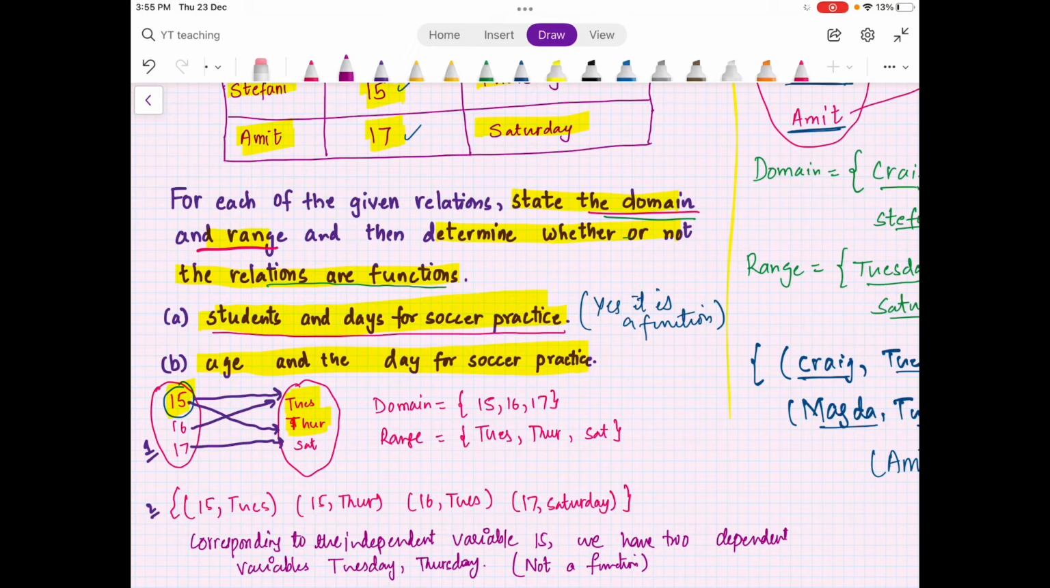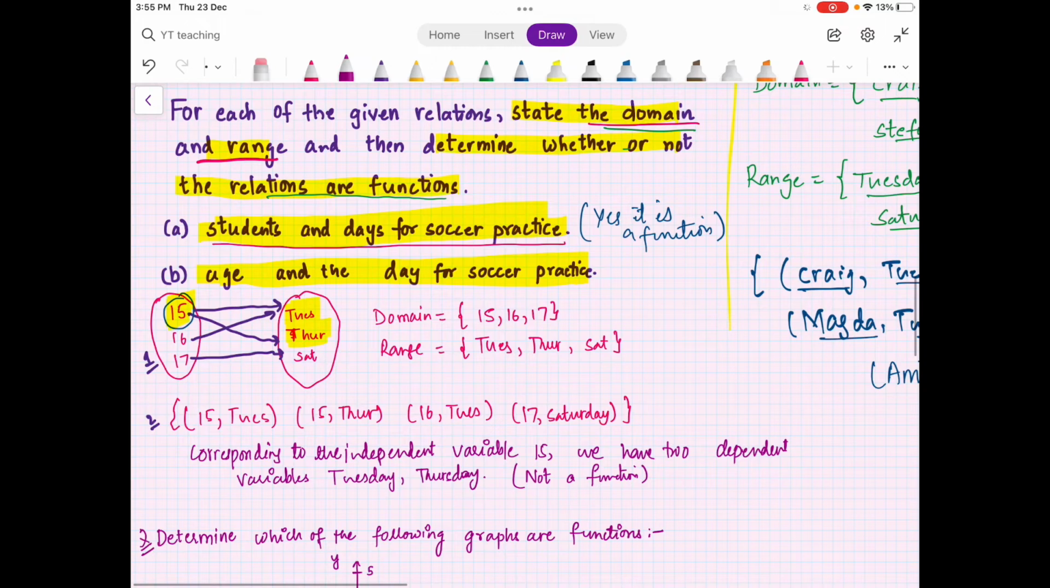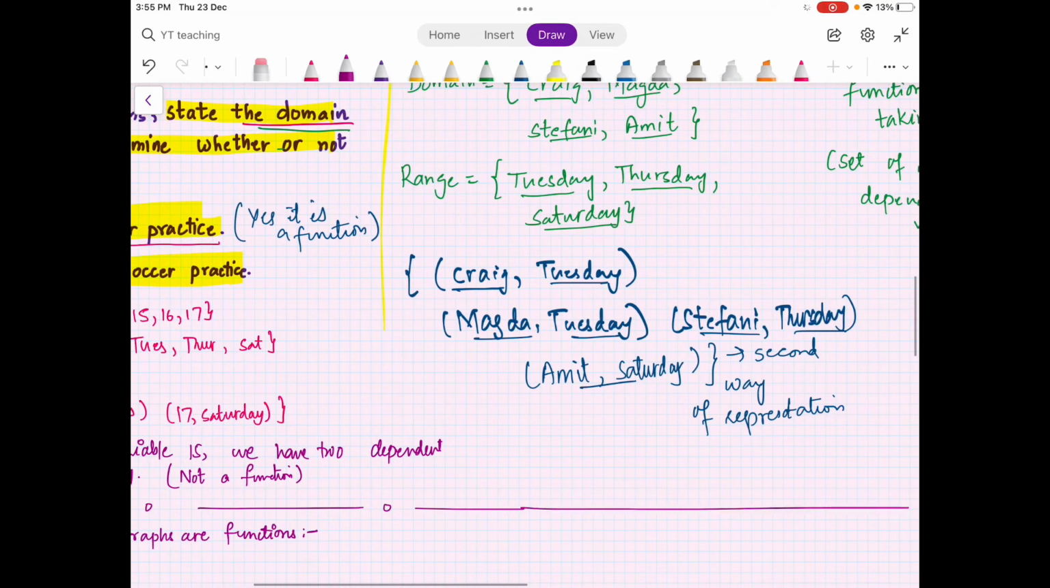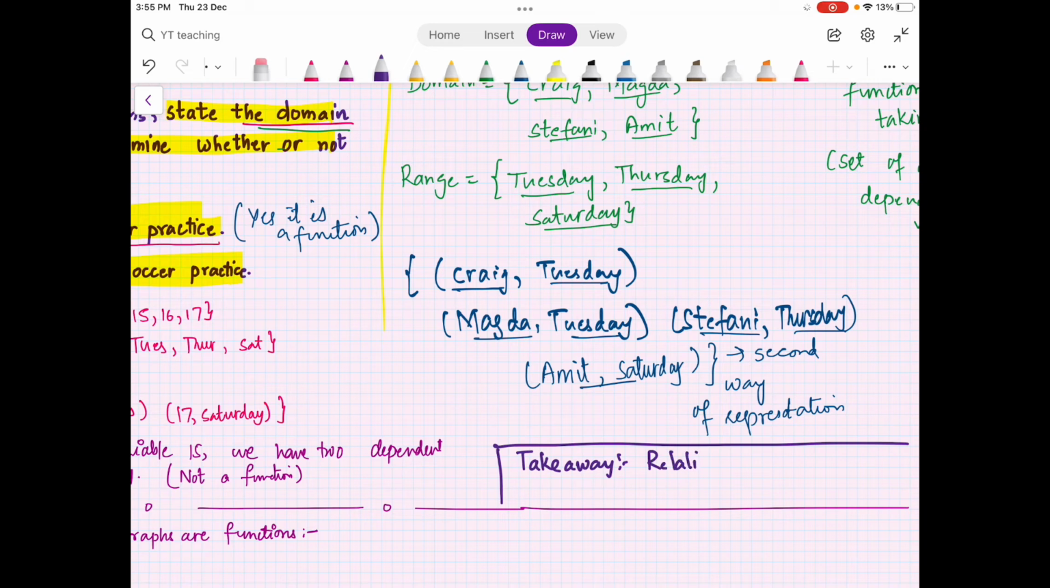Till now I hope you should be able to understand the difference between a relation and a function. The takeaway from this video is that you should be comfortable with what a relation is, how a relation becomes a function, how you test whether it is a function or not, and a little bit of domain and range.